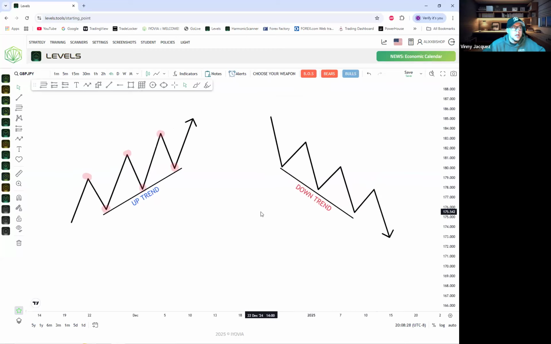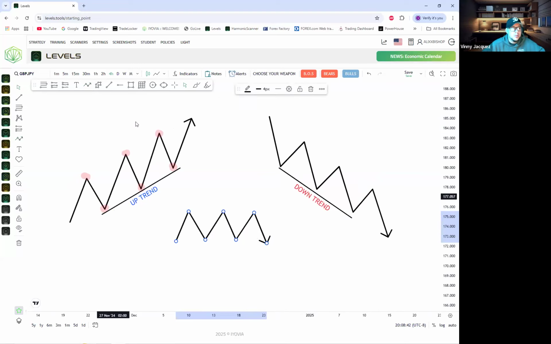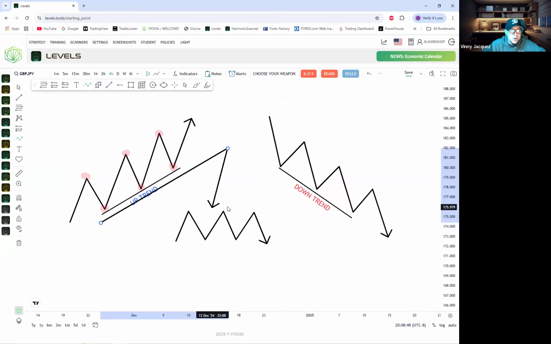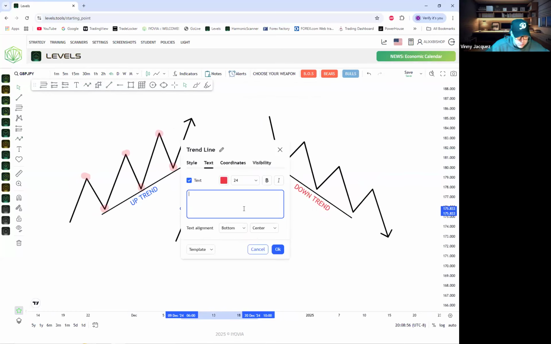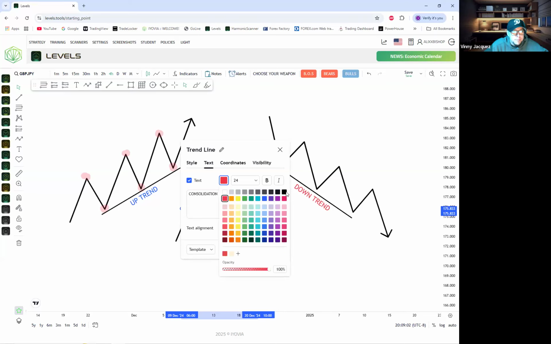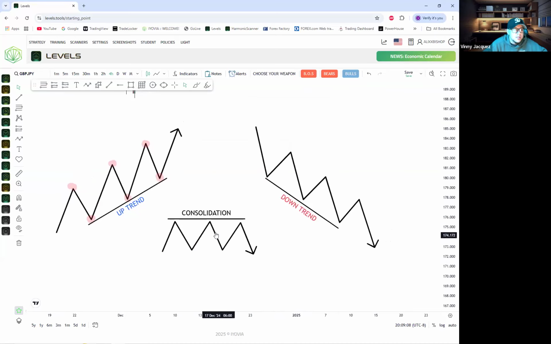Now, the third way the market moves, guys, is sideways. When you see the market literally move sideways, this is called consolidation. And you will see this in the market, it will be visible. When the market isn't going higher or lower, and it's just moving from left to right, that is called consolidation. Let's mark this up. Make that neutral. Awesome. So these are the three ways, guys.